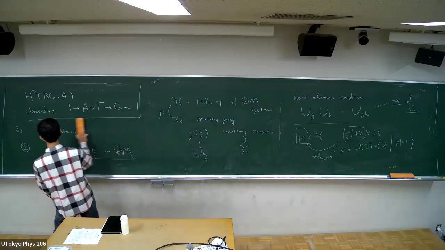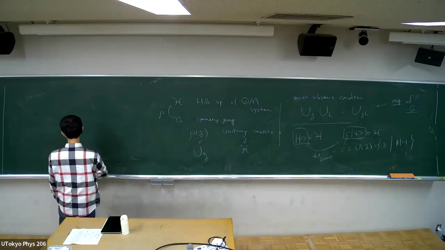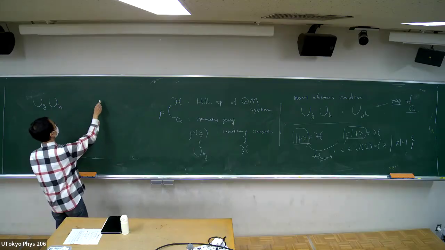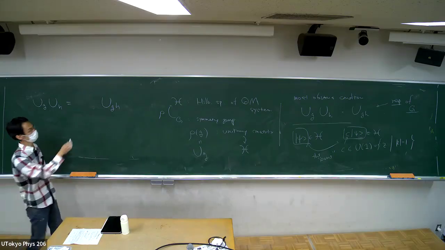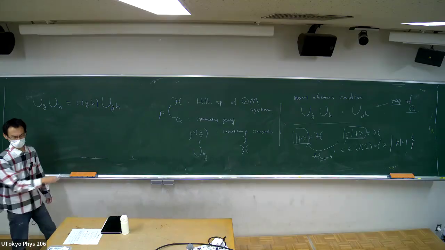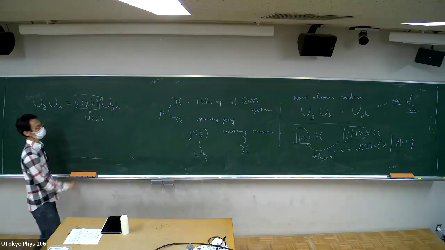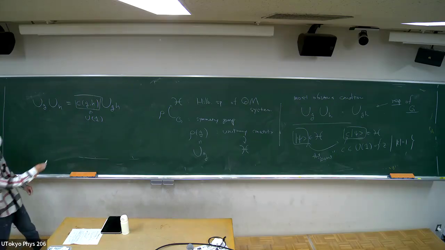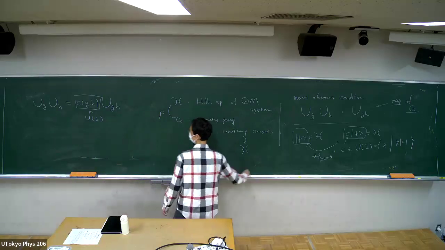So you can relax the condition that UG and UH compose to UGH, but there's a phase C of G comma H, which is in U1. So you can weaken the condition. So this is the projective phase. In such a case, this is known as a projective representation.